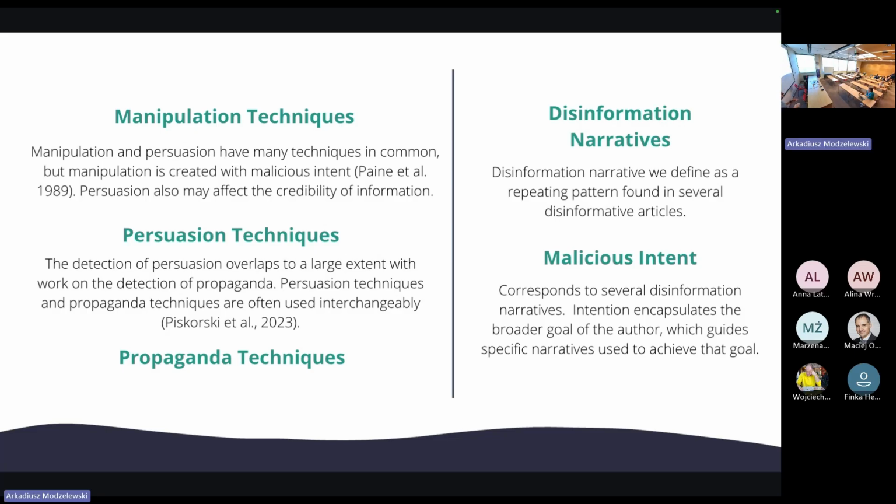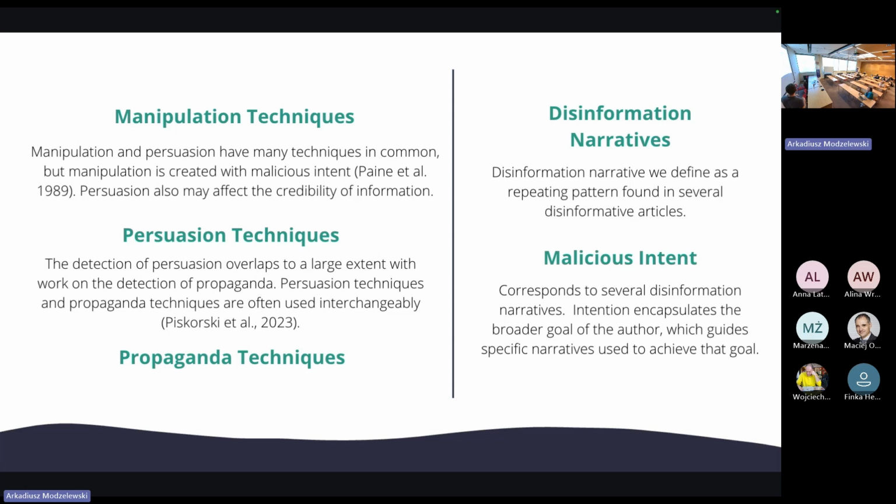Malicious intent, as I said, is something which is much more subjective. And how we understand malicious intent is that it corresponds to several disinformation narratives. Malicious intention encapsulates the broader goal of the author, which guides specific narratives used to achieve that goal.